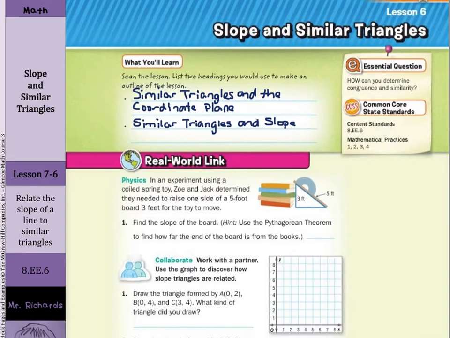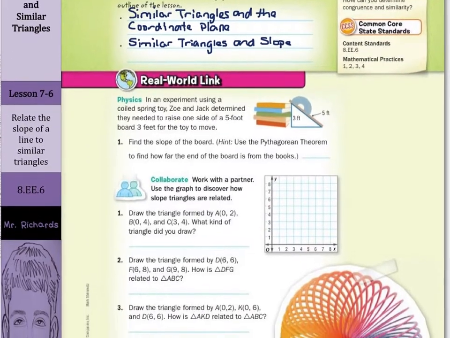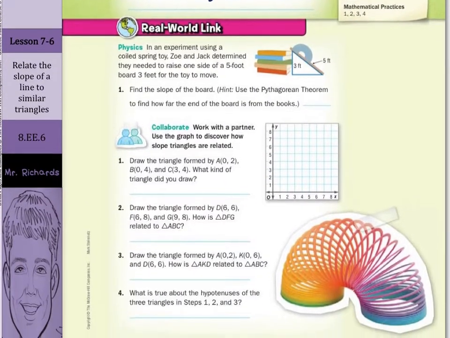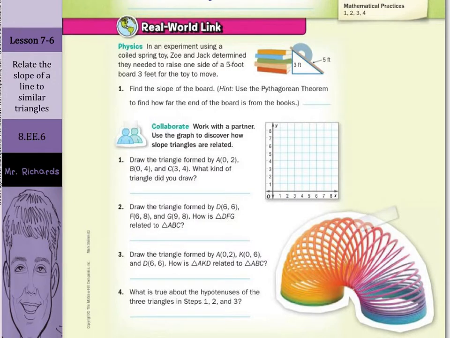Now, as we look at our real-world link, in an experiment using a coiled spring toy, Zoe and Jack determined they needed to raise one side of a 5-foot board 3 feet for the toy to move. Question 1. Find the slope of the board. And our hint is to use the Pythagorean theorem to find how far the end of the board is from the books. In other words, how far this distance is right here.